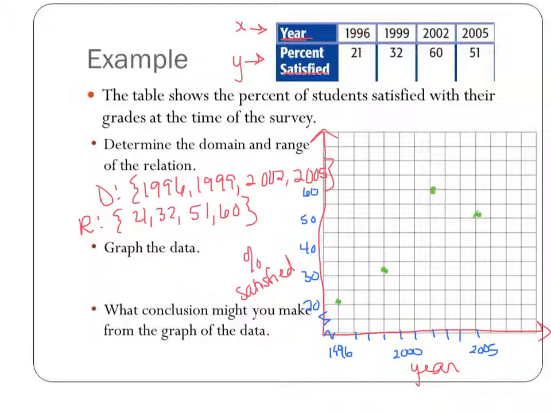What conclusion might you make from the graph? Well, there's lots of conclusions you could make. It does look, though, that over time, the percent of people satisfied with their grades has increased. Even though, yes, it did fall a little, it is still considerably higher than when it started. So that might be a good conclusion you could draw, or see if you can come up with something on your own.